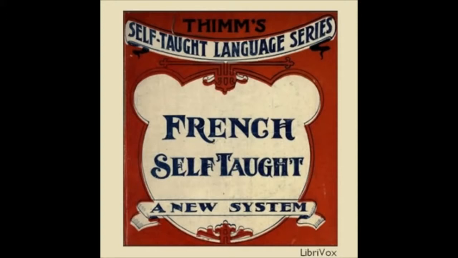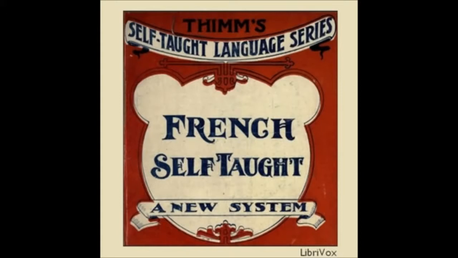Future, I shall give. Je donnerai, tu donneras, il donnera, nous donnerons, vous donnerez, ils donneront. Future anterior, I shall have given. J'aurai donné, tu auras donné, il aura donné, nous aurons donné, vous aurez donné, ils auront donné.